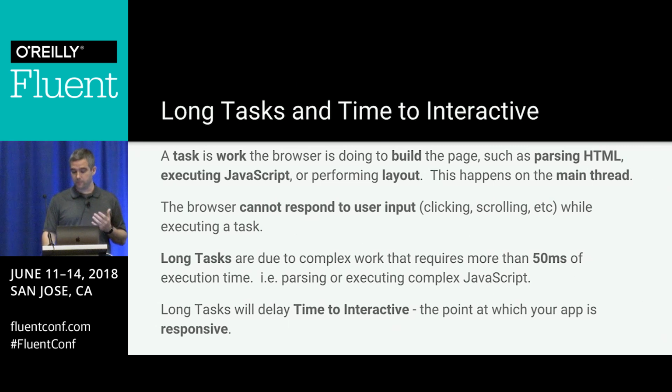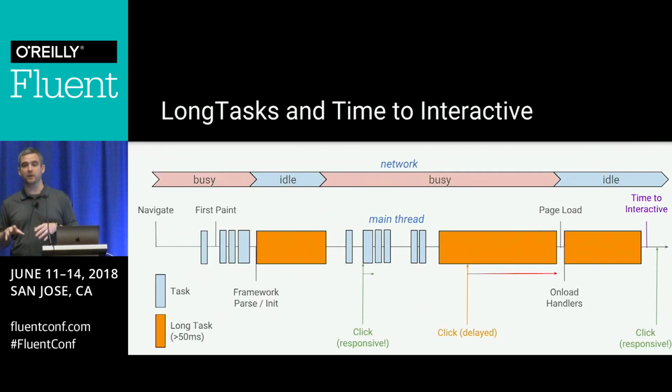So it's really important for third parties to try to minimize the amount of work that they're doing on the main thread, because these can all affect the user interactions. Here's a really basic diagram of what I'm describing. At the top is the networking activity that's happening during a page load. The network is busy sometimes, sometimes not. And below is the main thread of the browser. So this is where all the work is happening, where it's parsing the HTML, executing JavaScript.